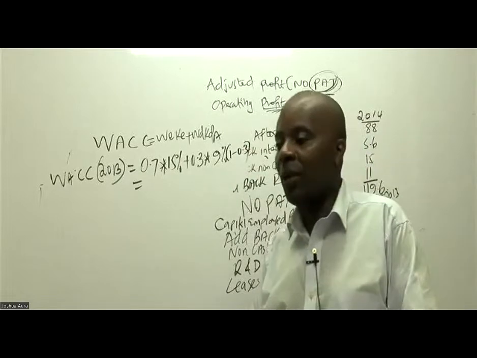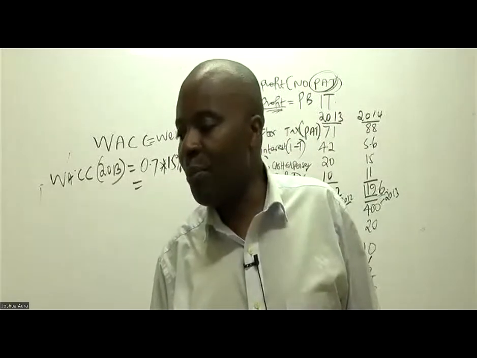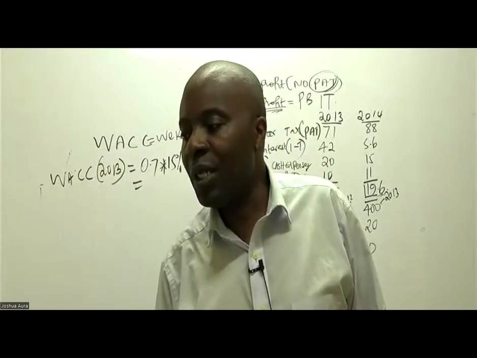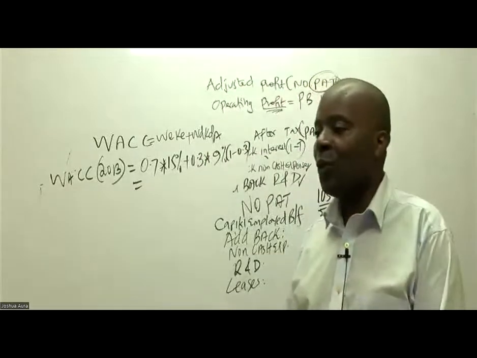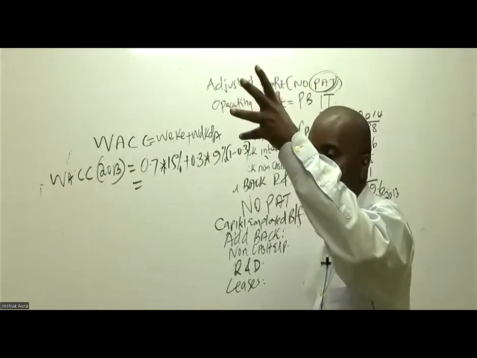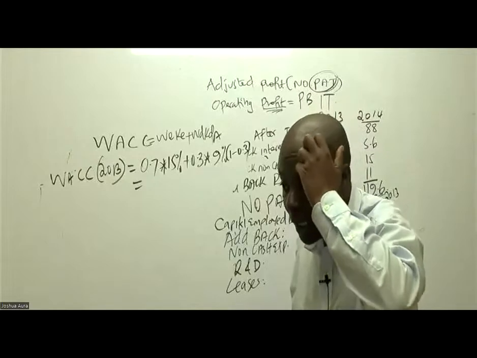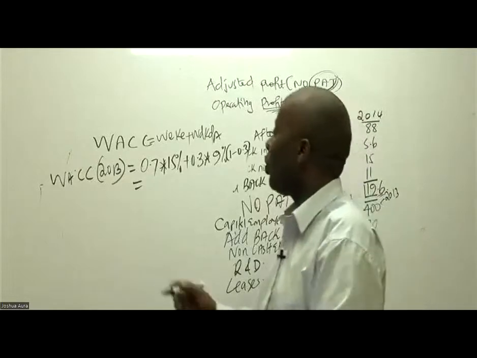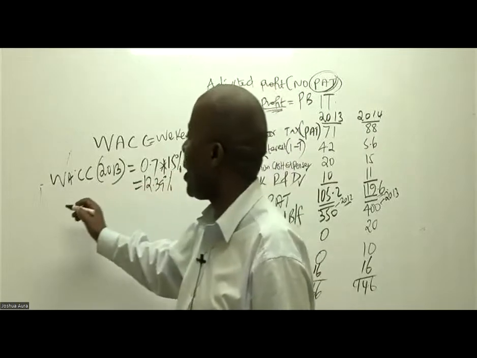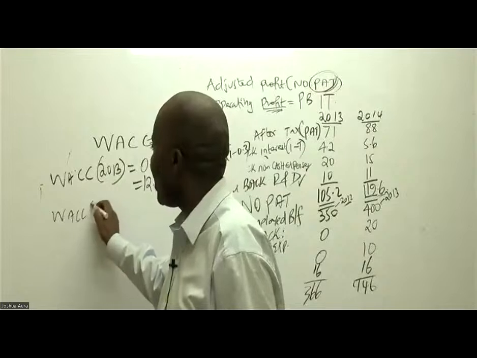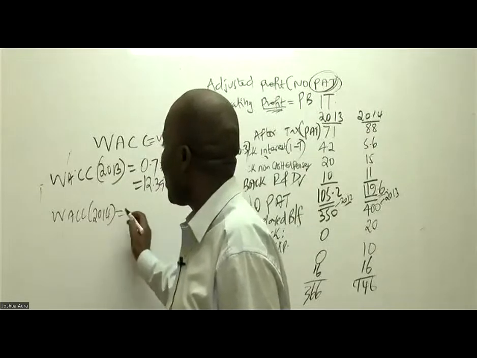They told us in this question that 9% is before tax. Look at this, note 3, the pre-tax cost of debt. So remember, this 9% has to be tax adjusted. You take 9% and multiply it with 1 minus taxation. And then you should be able to give an answer like Helen Hamala has given us, 12.39%.